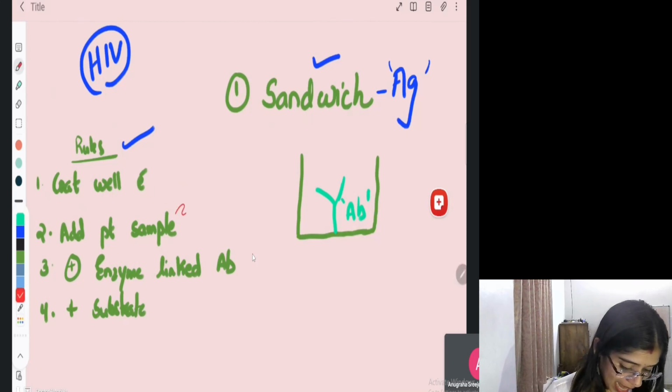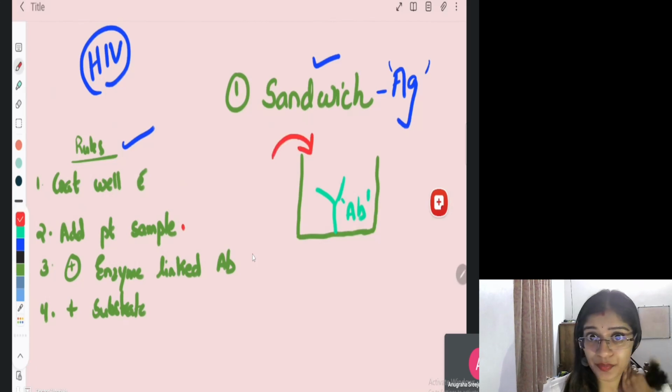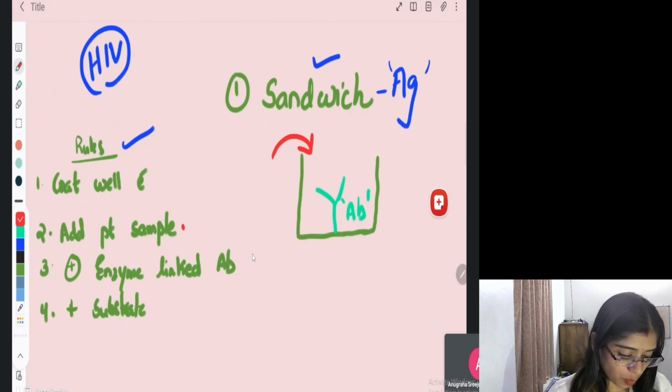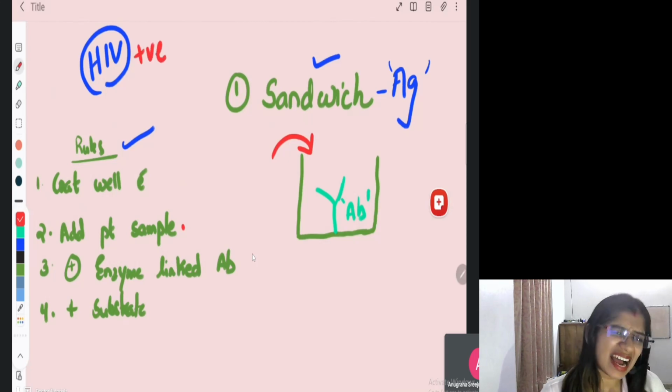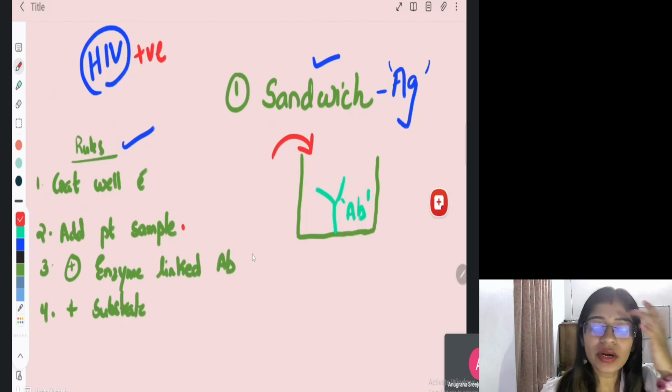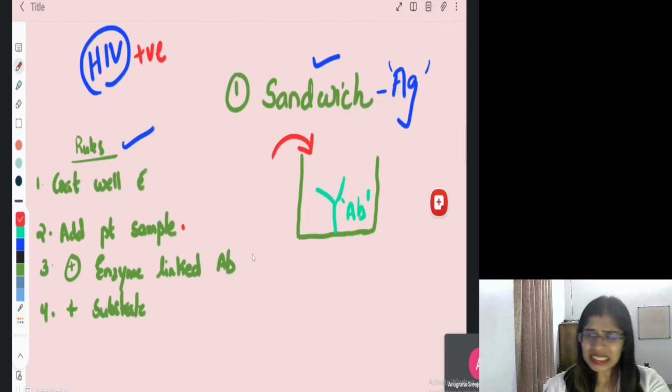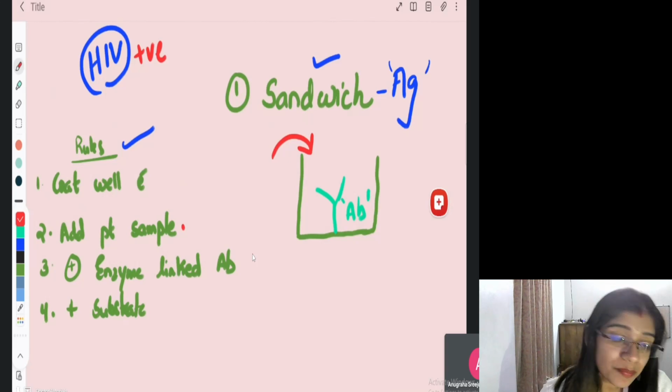Second is what? Add the patient's sample. So I am adding the patient's sample. Now tell me, guys, if the patient is actually HIV positive, this patient, poor guy, has HIV, his sample, for ELISA, what sample do you take, guys? You take serum, or you can take CSF also, but mostly serum is what you take, blood sample. So you add the patient sample.